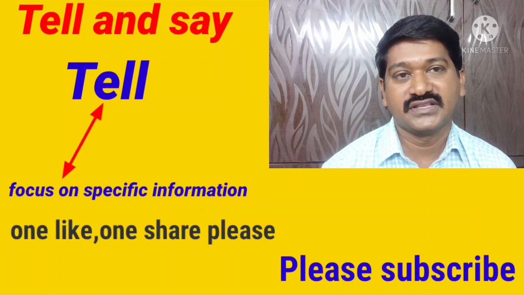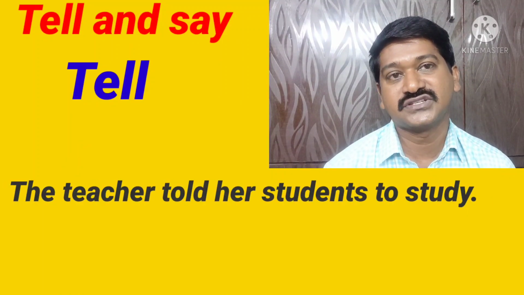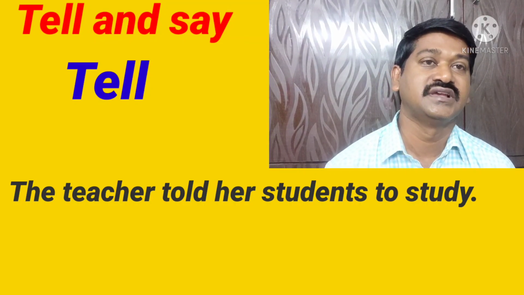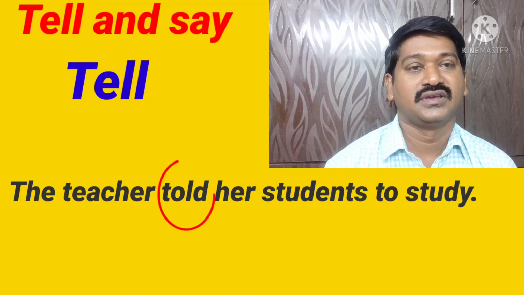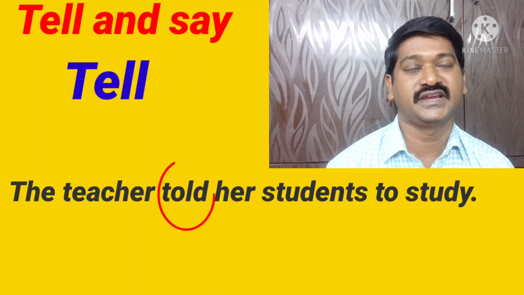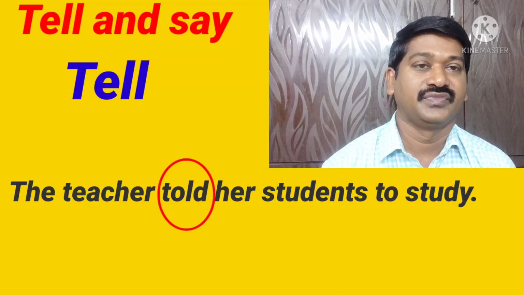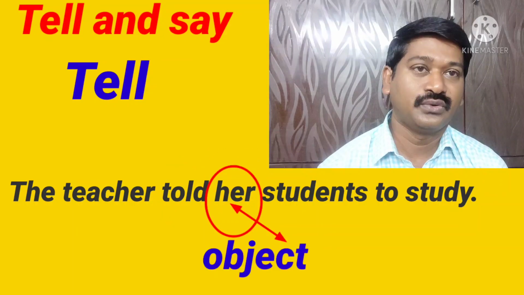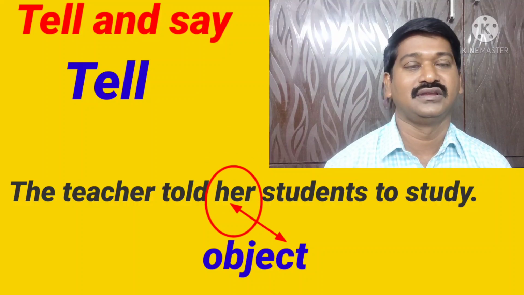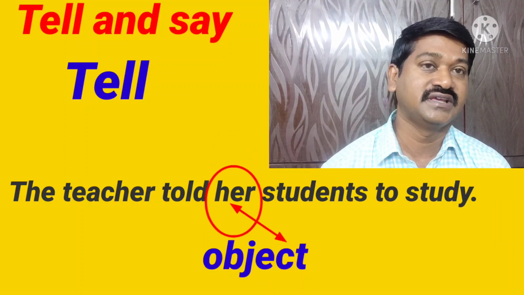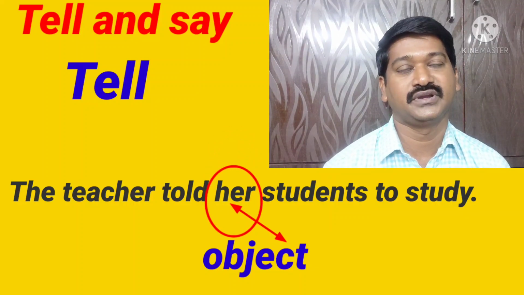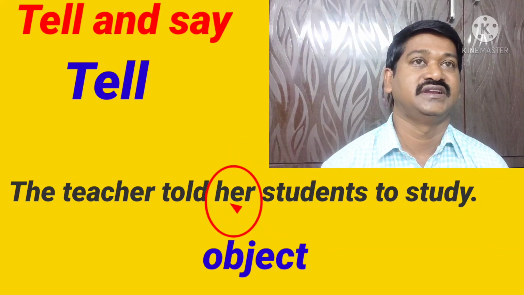If you take one example: the teacher told her students to study. Here, told is the second form of tell: tell, told, told. After told, there is an object: told her. The teacher told her students to study. That means told is followed by an object, and it is also an indirect speech sentence.